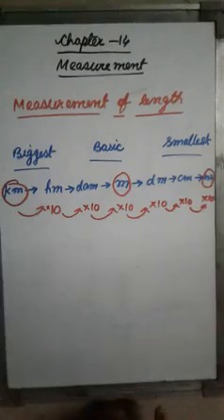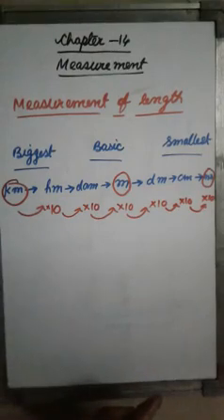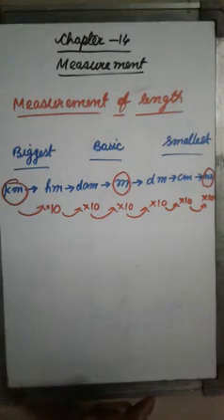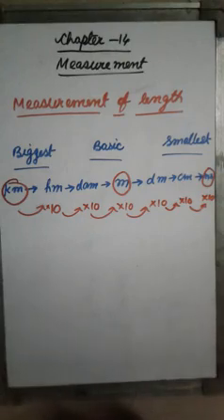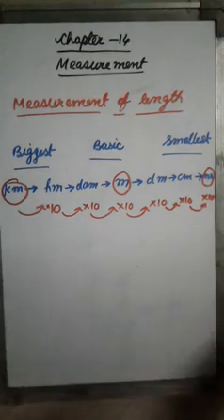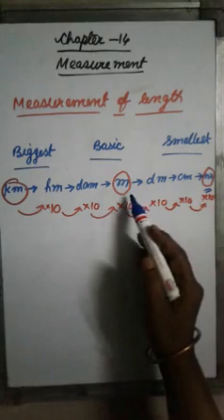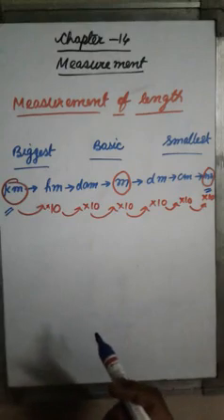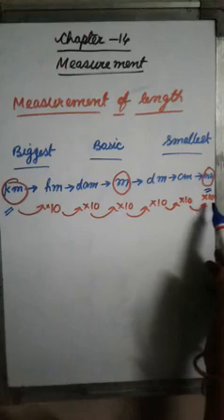Good morning, dear students. Today I am going to start a new chapter, chapter 14, measurements. So you know what is measurement? For length, we measure it with some units. If the unit is very small, we measure it with millimeter. If the unit is very big, that is big distance, we measure with a kilometer. Small distance or small length, we measure with a millimeter.